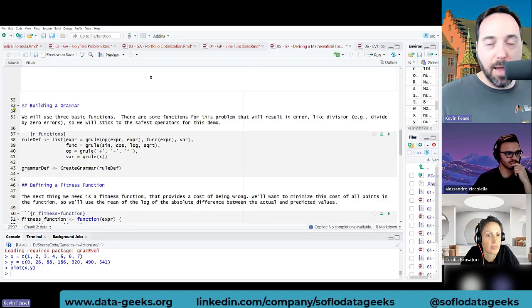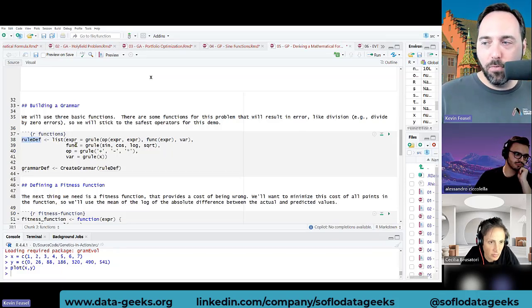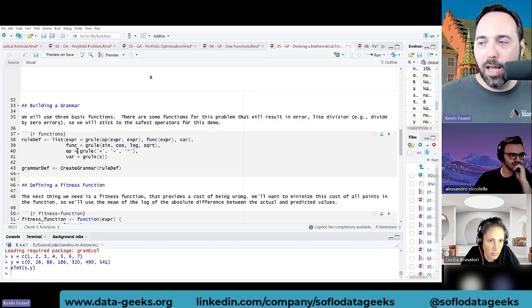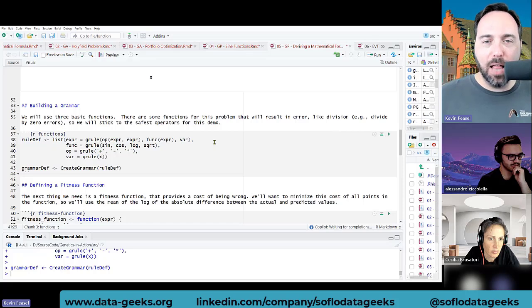Well, in GramEvol, we have a few different function ideas. Basically we're building out a set of rules, and I can have sine, cosine, log, and square root as my functors. I can have addition, subtraction, and multiplication as operations, and I'm allowed to have an operation with 2 expressions, or a function of an expression, or just a variable. So my variable is x. And that is my grammar. Those are my possible viable options.